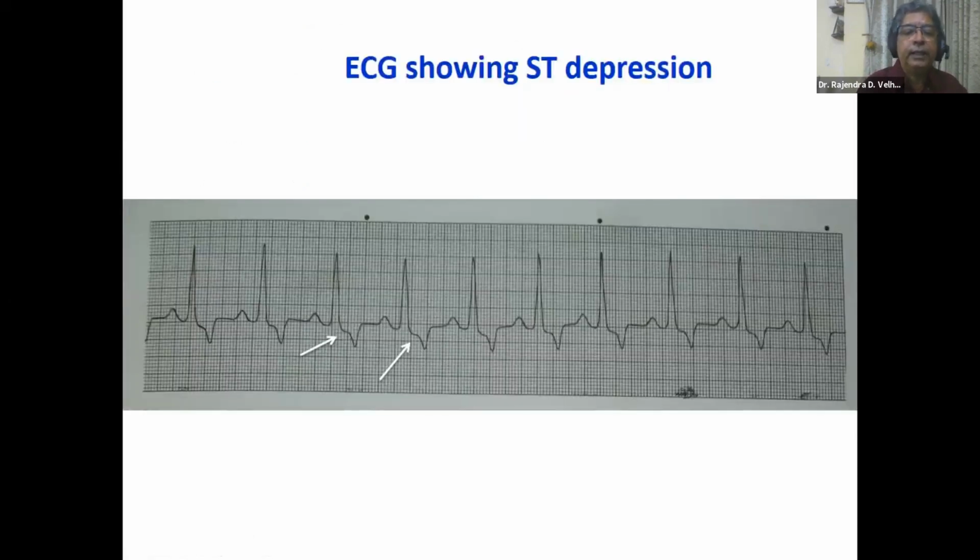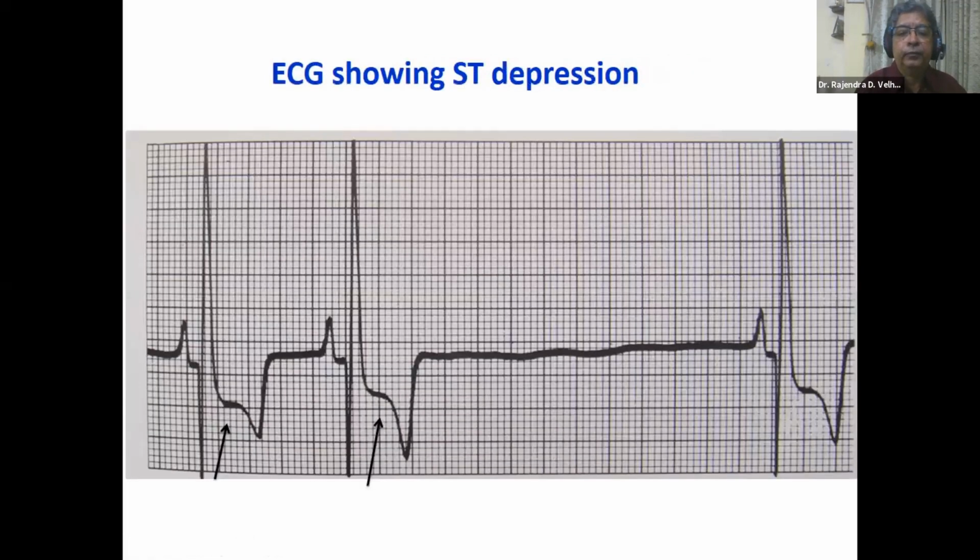Here again, you can see that there is a significant depression of the ST segment. The arrow shows you the ST segment, and this is the baseline. There is a depression of the ST segment by more than 2 blocks. So this is a case of ST segment depression. Again, a case of ST segment depression, significant depression of more than 5 blocks.